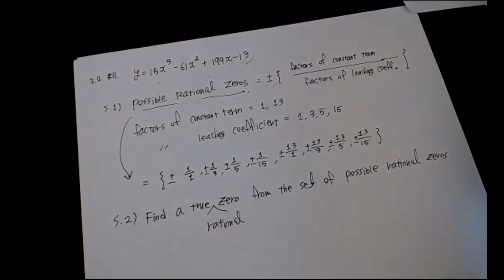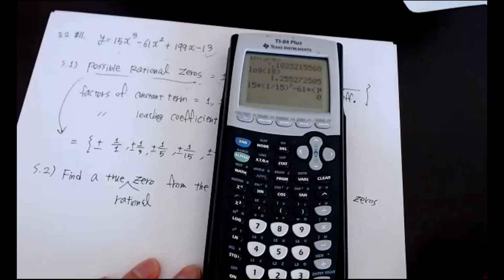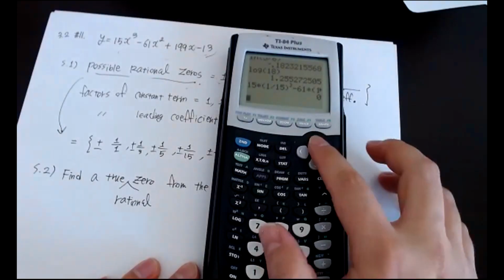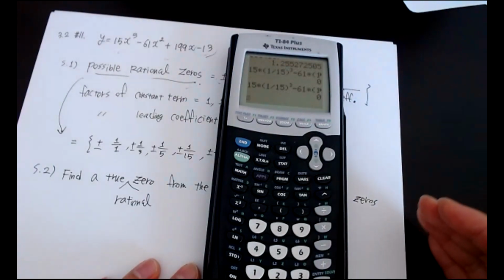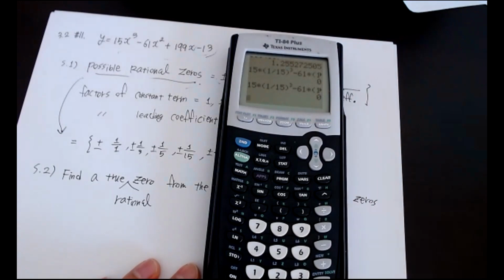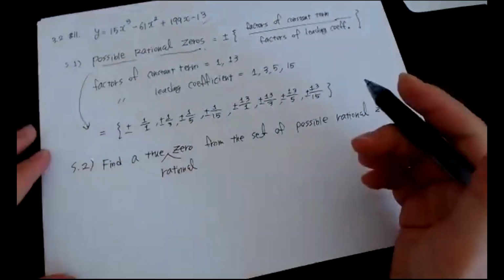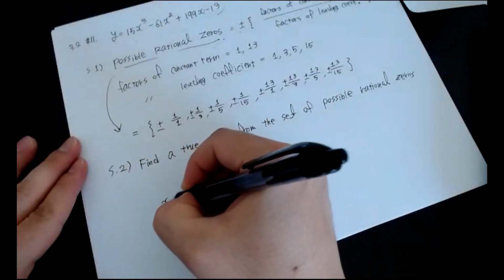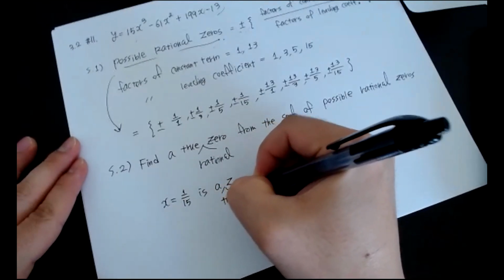Using the calculator, as you can see, I typed the equation with x equals 1/15, and the output is 0. It means that the y value is 0. So when x is 1/15, its corresponding y coordinate is 0 under that function. It means 1/15 must be a zero. So x equals 1/15 is a true zero.